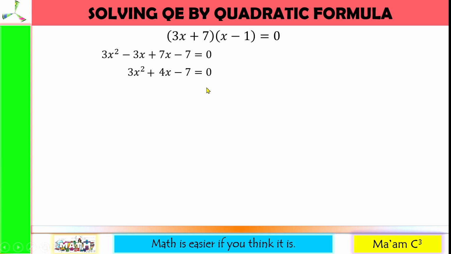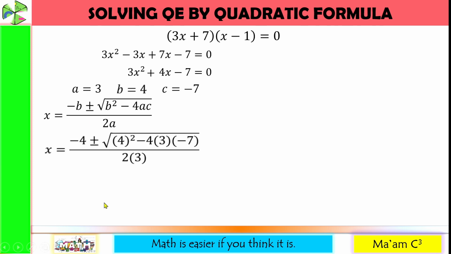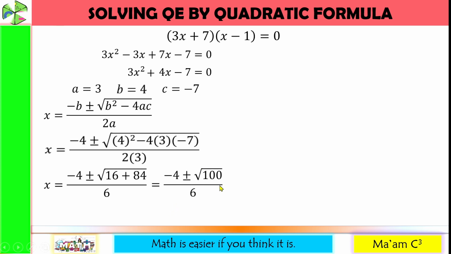From here, we can identify A, B, and C. Our A is equal to 3, B is 4, and C is negative 7. Let us write our quadratic formula, and let us substitute these values here in our formula. Negative 4 quantity squared is positive 16. Negative times negative is positive. 4 times 3 is 12, and 12 times 7 is equal to 84. And 2 times 3 is equal to 6. 16 plus 84 is equal to 100. And the square root of 100 is equal to 10.